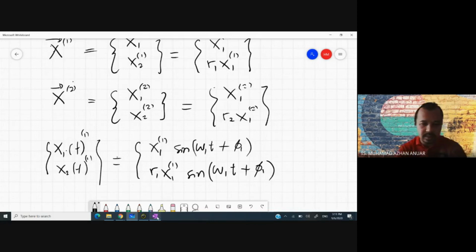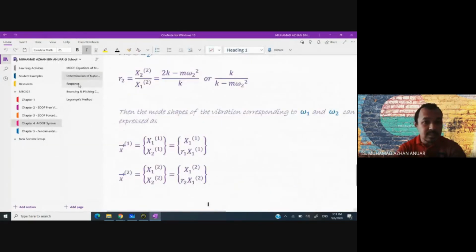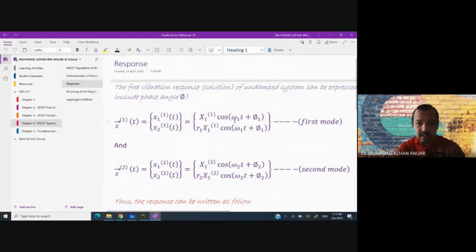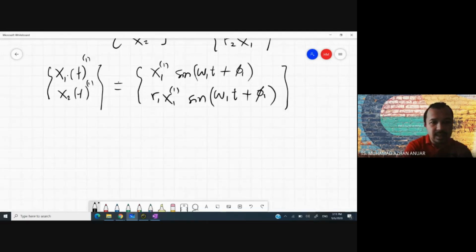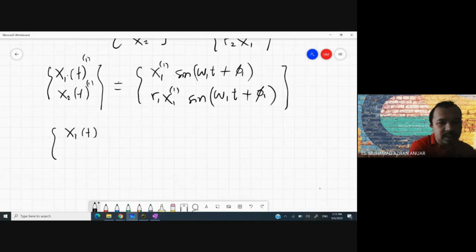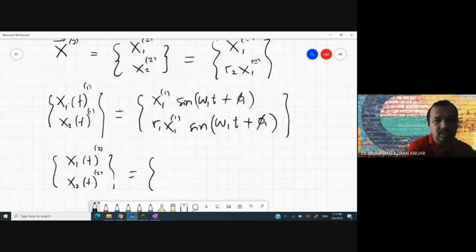Okay, I use P1 in the expression. All right. And then the second part we can represent as x1(t) response and x2(t) response due to the second natural frequency. That is equal to our mode shape here.